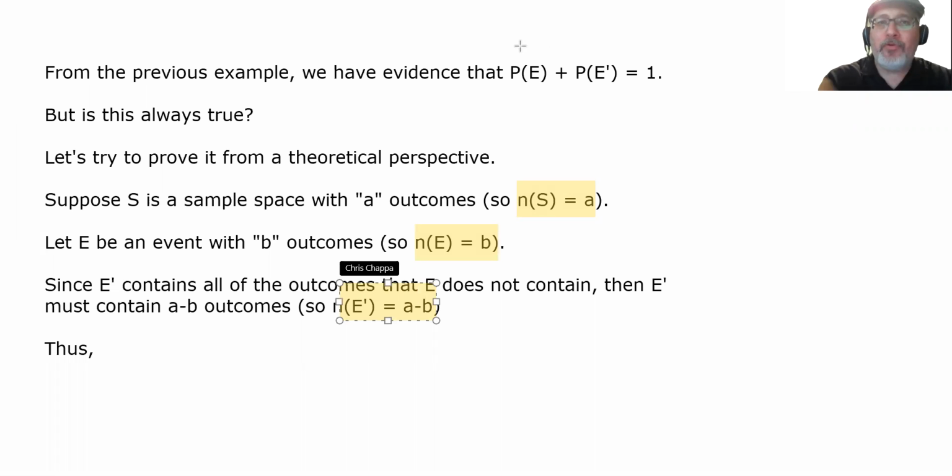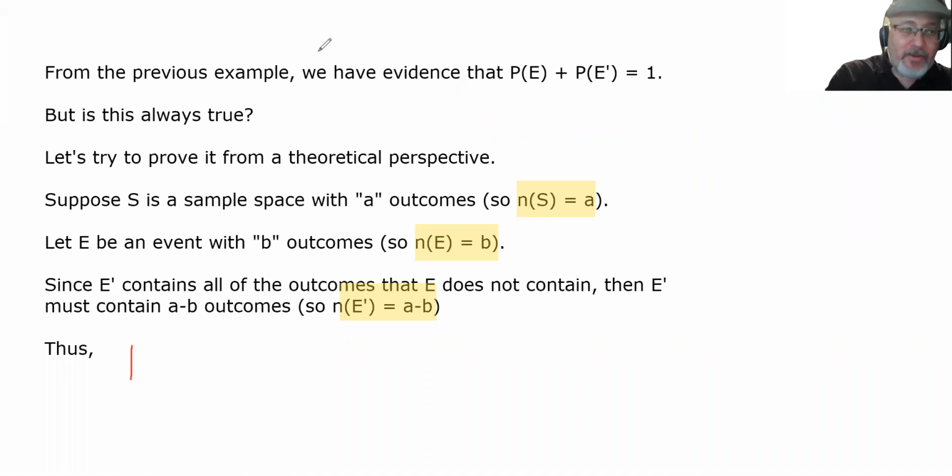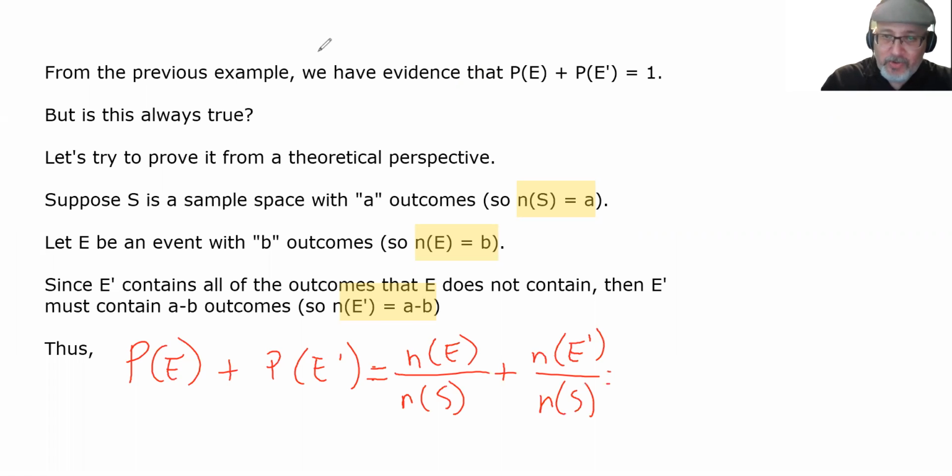All right, so we're going to try to prove this. That was supposed to be drawn, not highlighted. We're going to try to prove this. Why don't we start with the left side? Probability of E plus the probability of E complement. Well, the probability of E is the cardinality of E over the cardinality of the sample space. And the probability of E complement is the cardinality of E complement over the cardinality of the sample space.